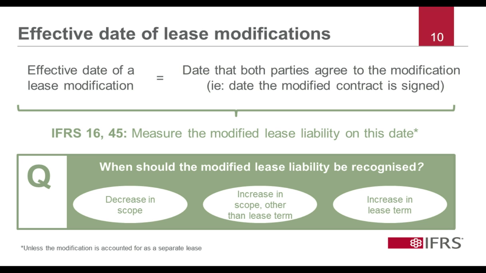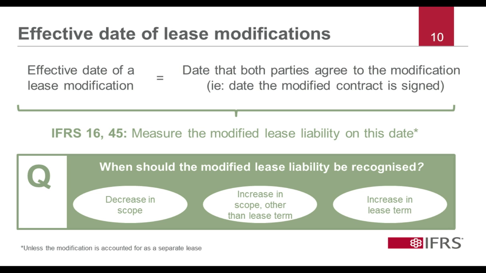So firstly, let's look at some questions we've heard that relate to the effective date of lease modifications. IFRS 16 defines this date as the date that both parties agree to a modification. So in practice, often the date that the modified contract is signed. Paragraph 45 of IFRS 16 is clear that in all cases, other than those accounted for as a separate new lease, the measurement of the modified lease liability takes place at the effective date of the modification. That includes, for example, establishing an appropriate discount rate.